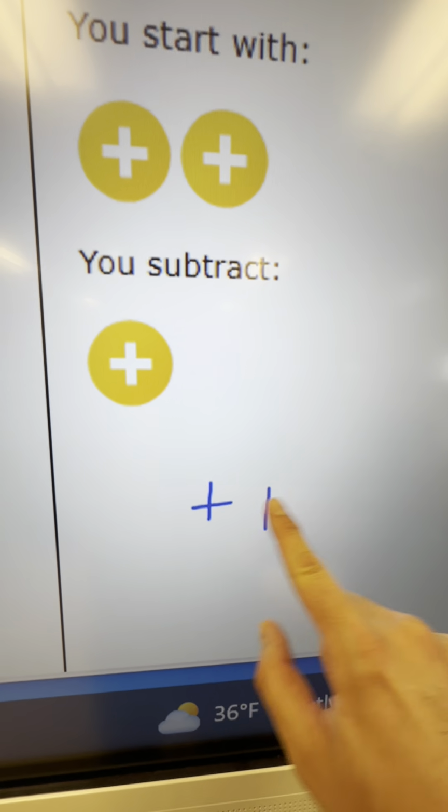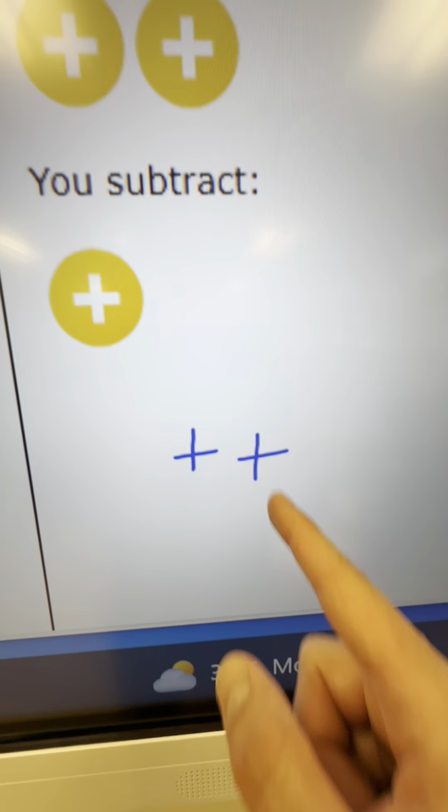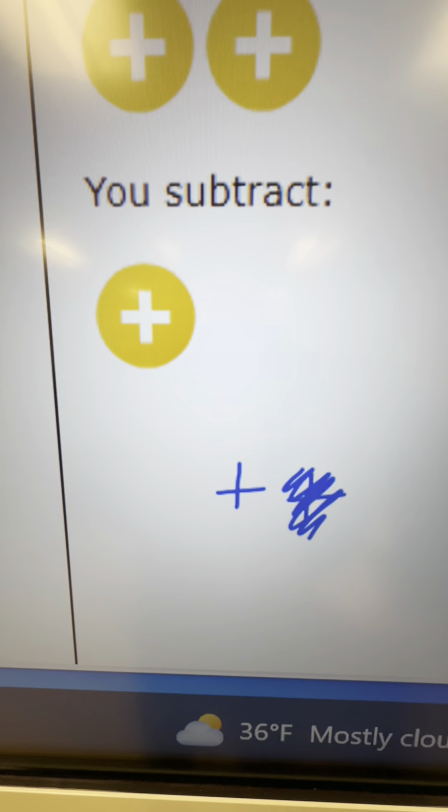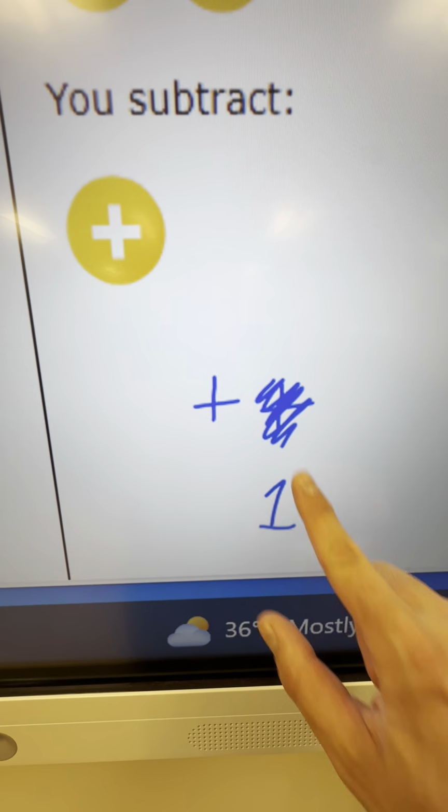In my last example, you're starting off with 2 positives, and it says to subtract a positive. So do I have a positive I can take away? Yes. So I take it away, and now I have 1 positive left. Therefore, my answer is positive 1.